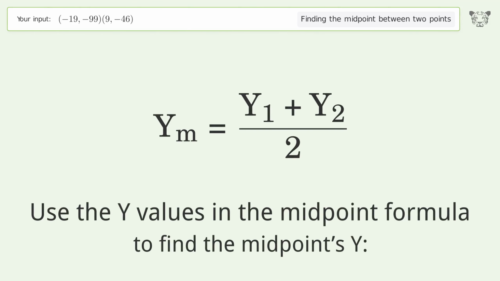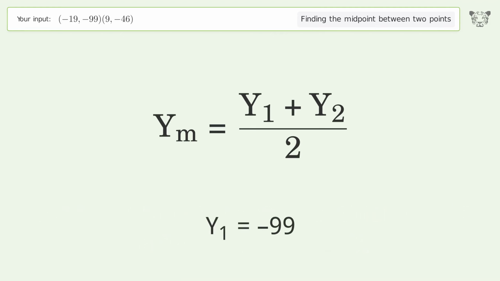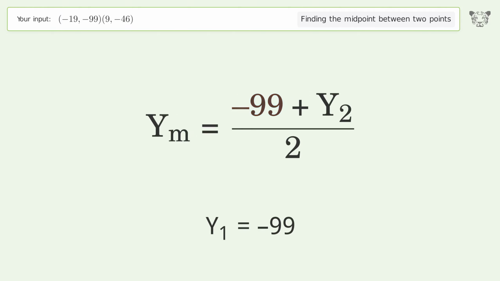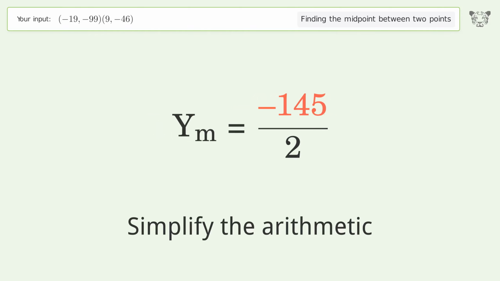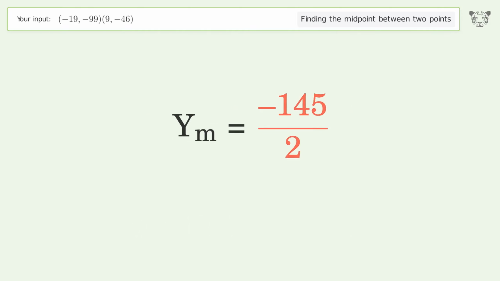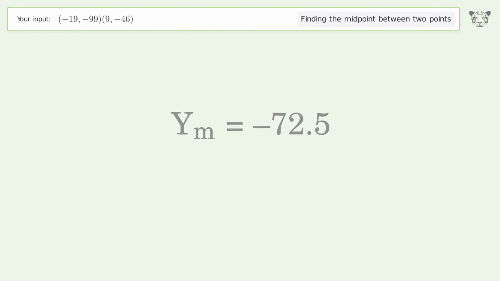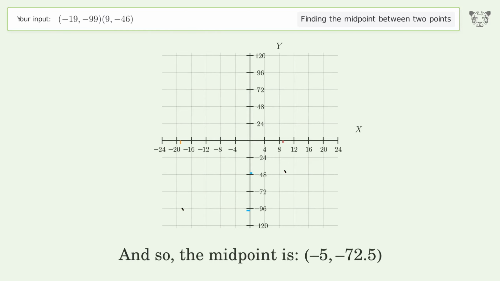Use the y values in the midpoint formula to find the midpoints y. y1 equals -99. y2 equals -46. Simplify the arithmetic. And so, the midpoint is -5, -72.5.